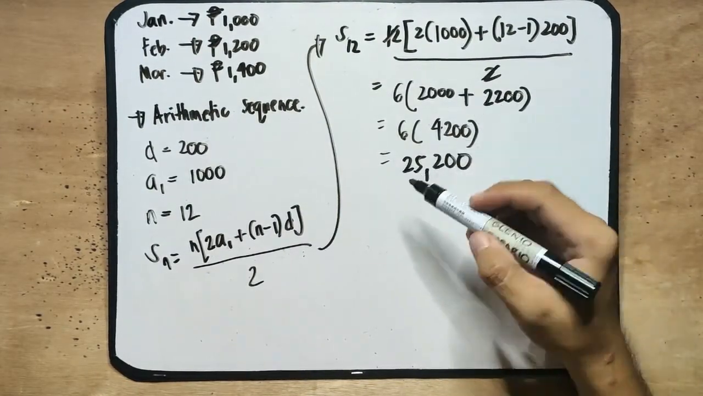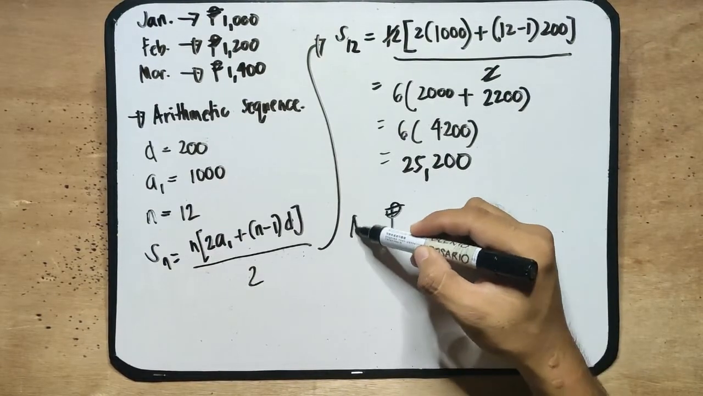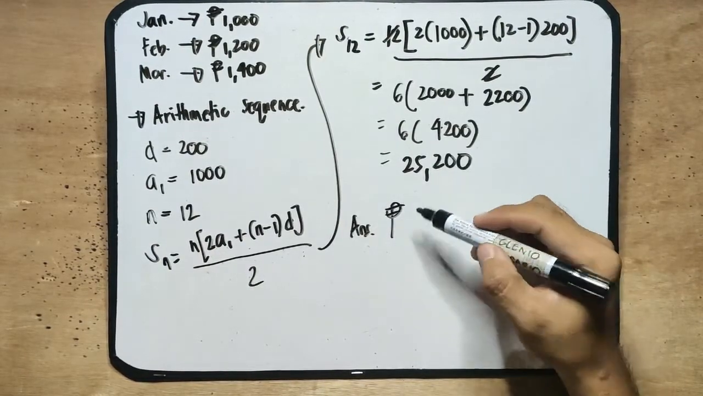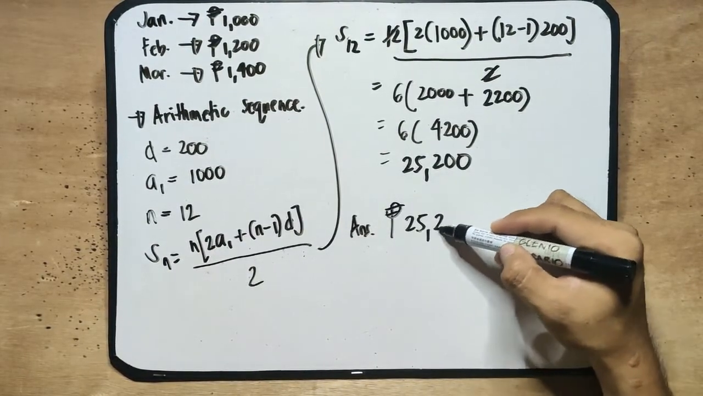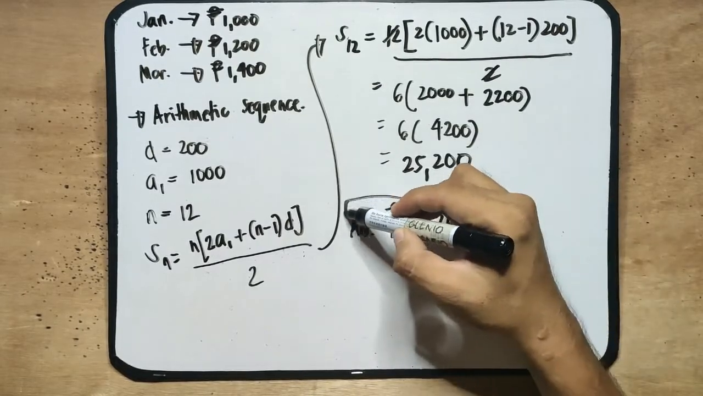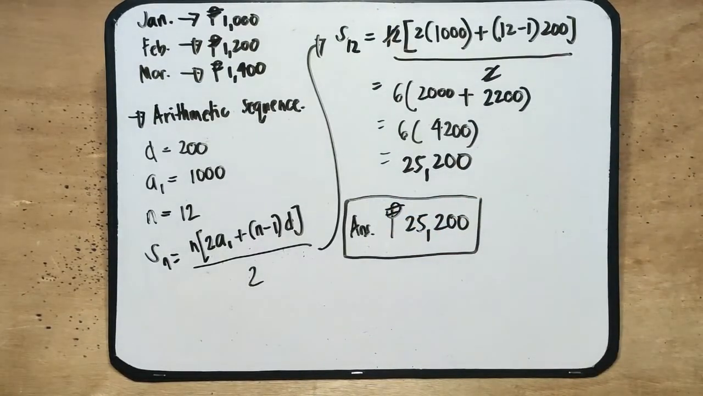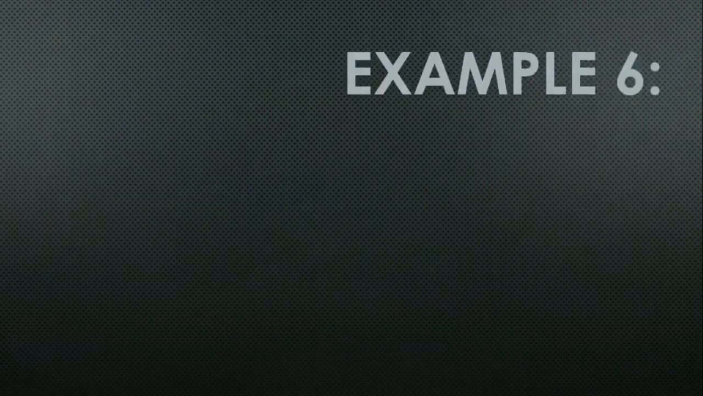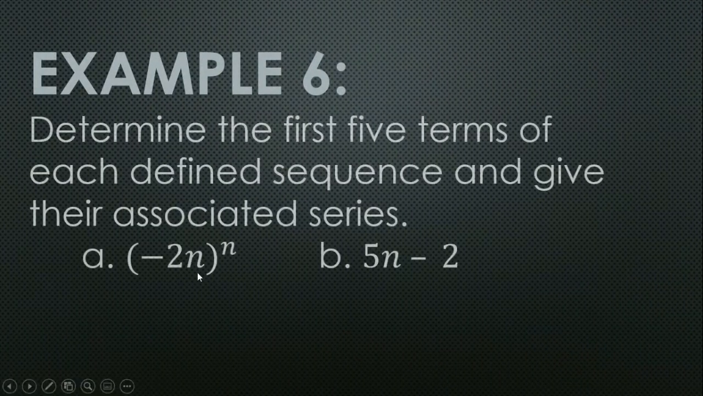Therefore, yung masisave ng family sa isang taon ay 25,200 pesos. Understood? Example number 6. Determine the first 5 terms of each defined sequence and give their associated series. For the solution, watch this video.